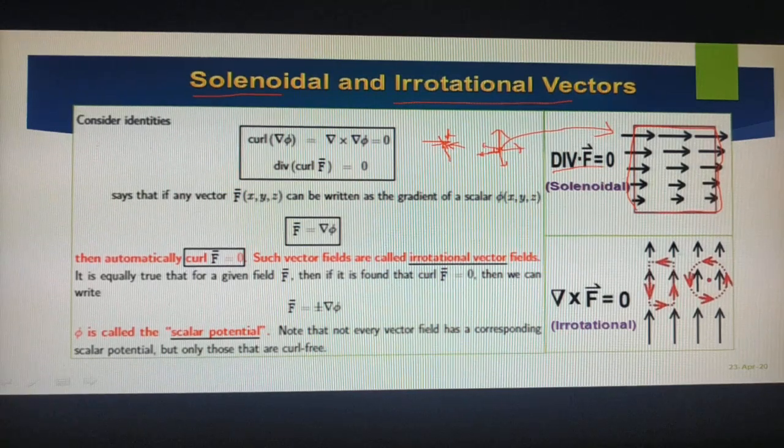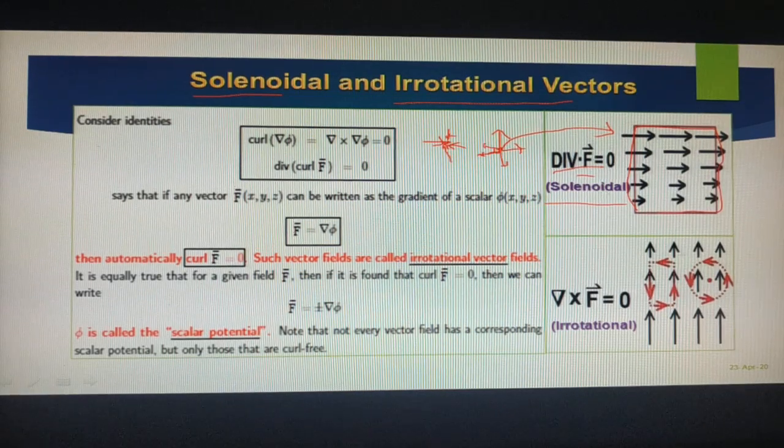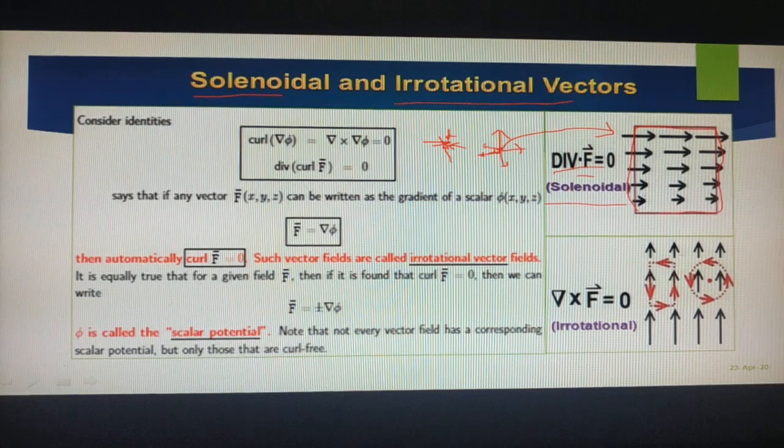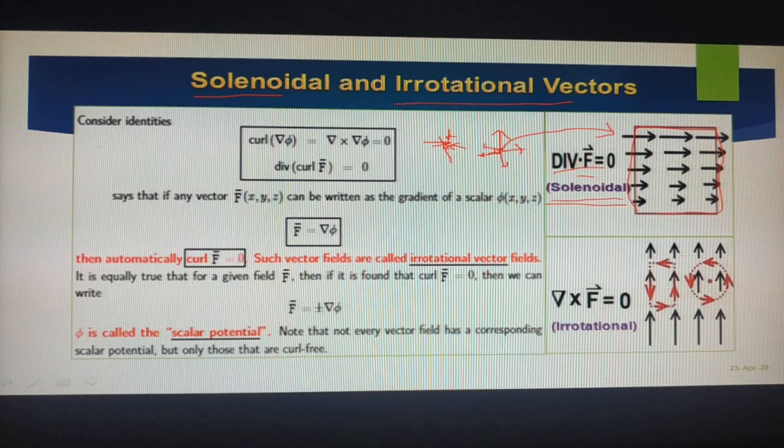So in that case, this particular vector field, we can call it a solenoidal vector field. When there is no divergence at any point in the entire vector field, for example laminar flow, in that case we can call it a solenoidal vector.